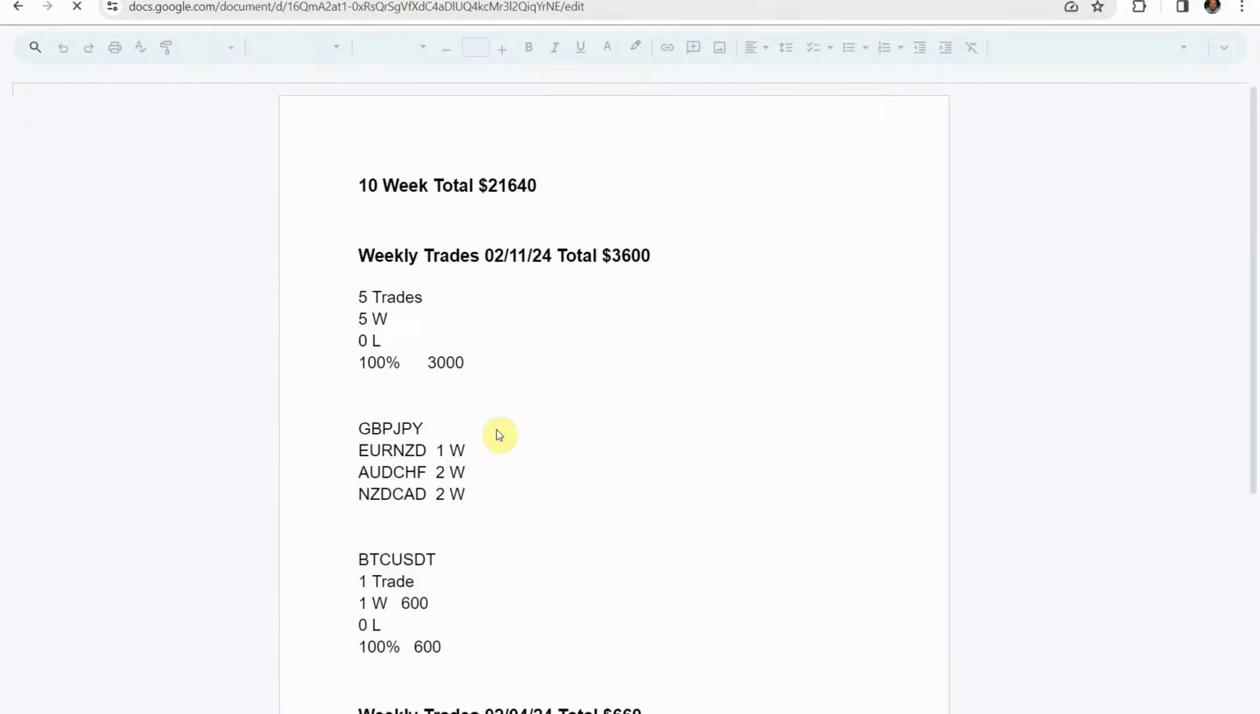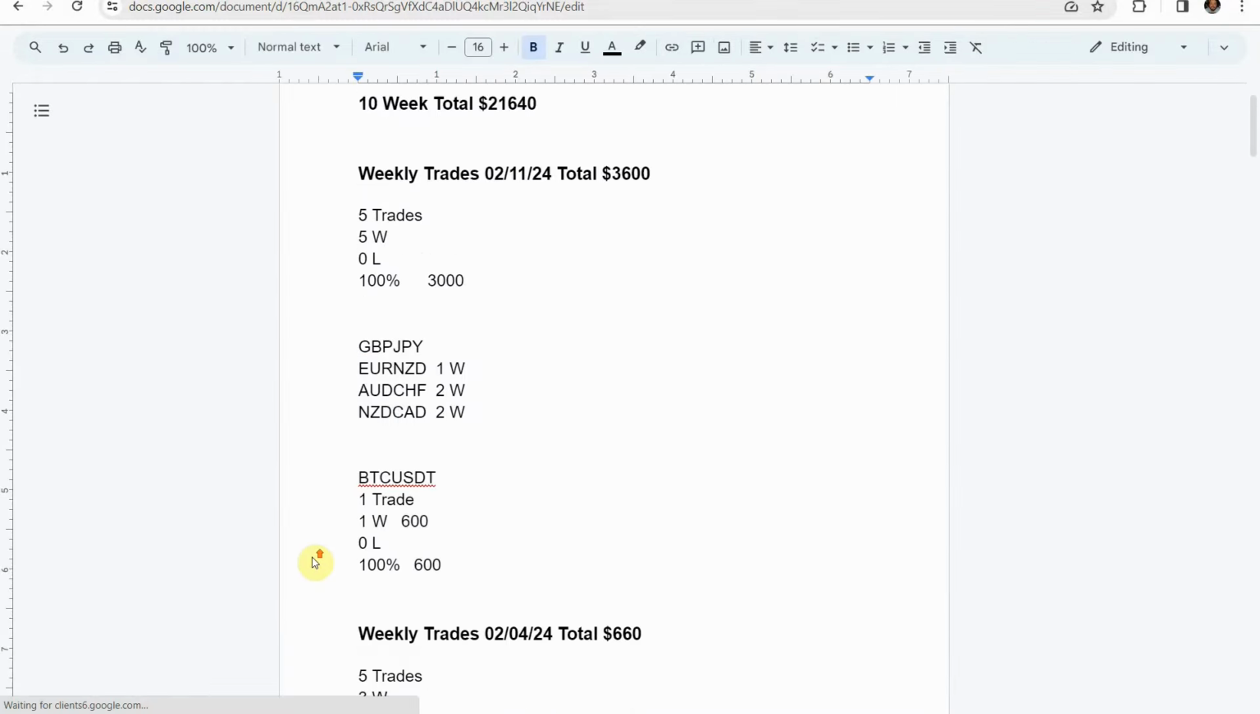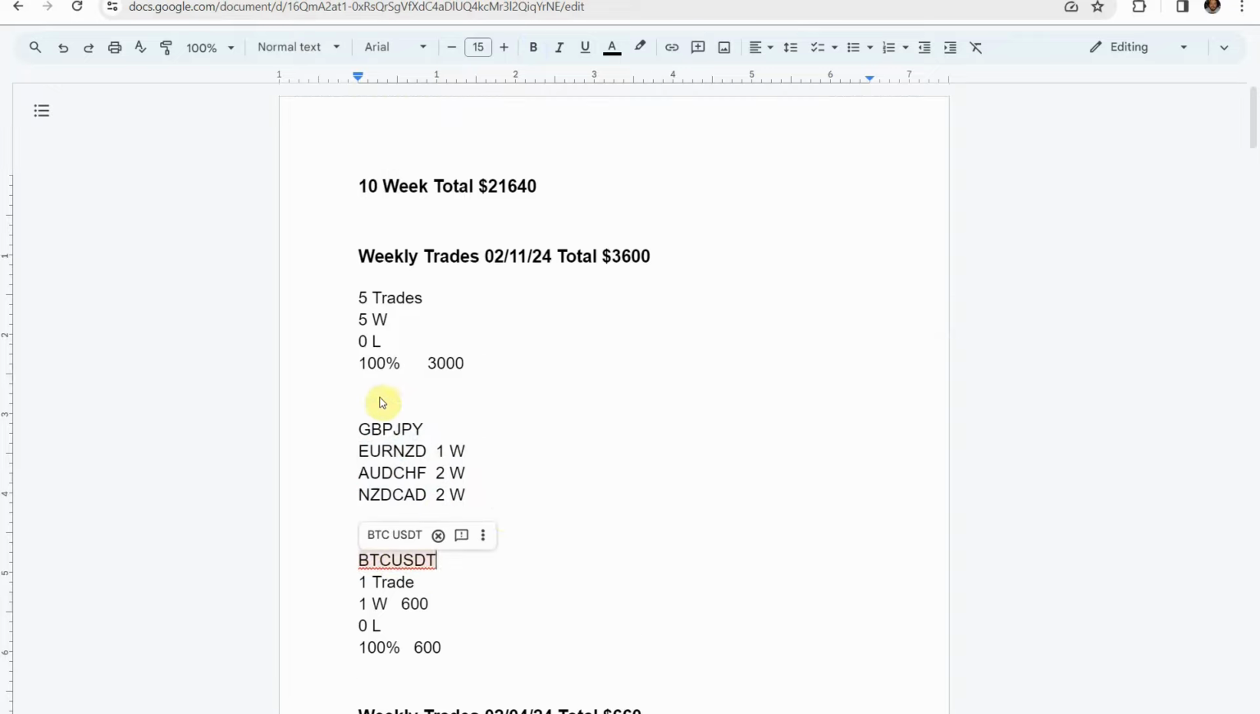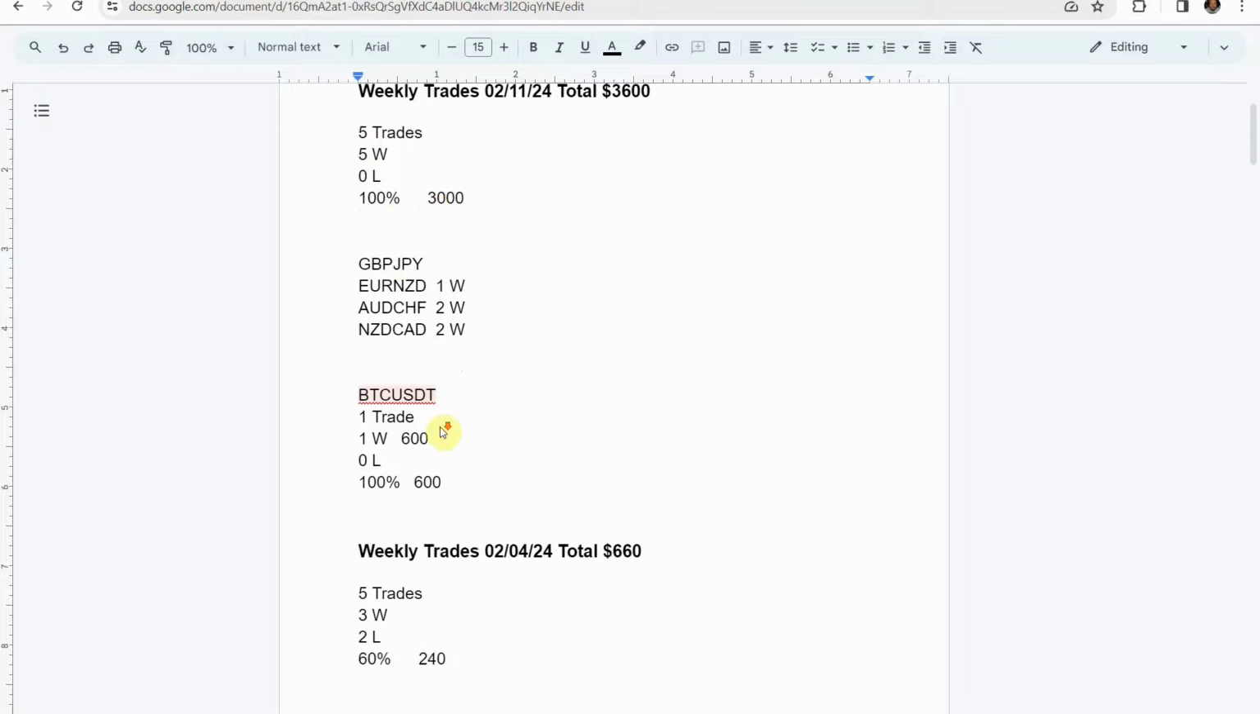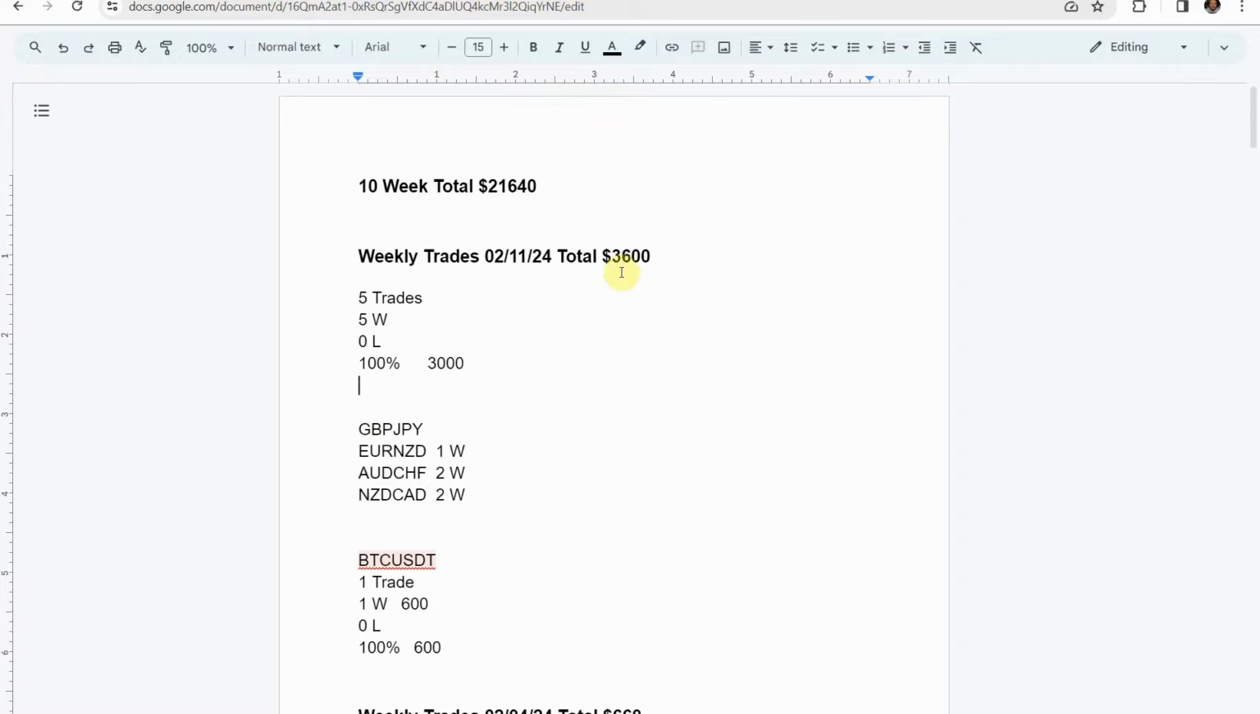Let's go ahead and look at the weekly signals here. This would be using the Academy of Forex Indicator on these four Forex pairs and this one crypto coin, on the 30-minute time frame each week, keeping track of the trades. So this last week we had 5 trades on the Forex pairs, 5 winning trades, a 100% win rate, which would have been a gain of $3,000. On the crypto coin, we had 1 trade, 1 winning trade, 100% win rate again, with a gain of $600. Altogether, the gain would have been $3,600 for the week.